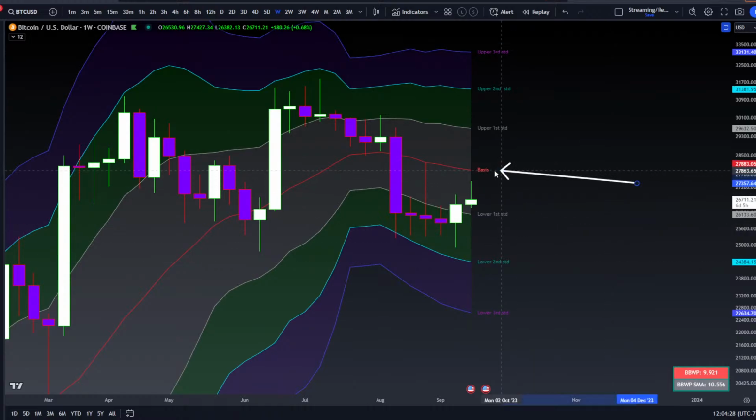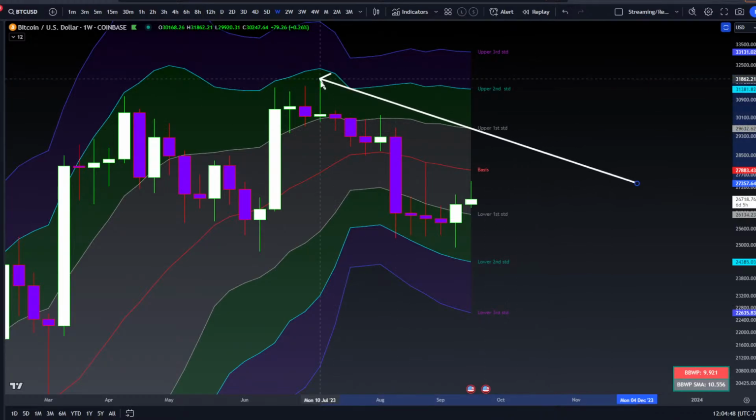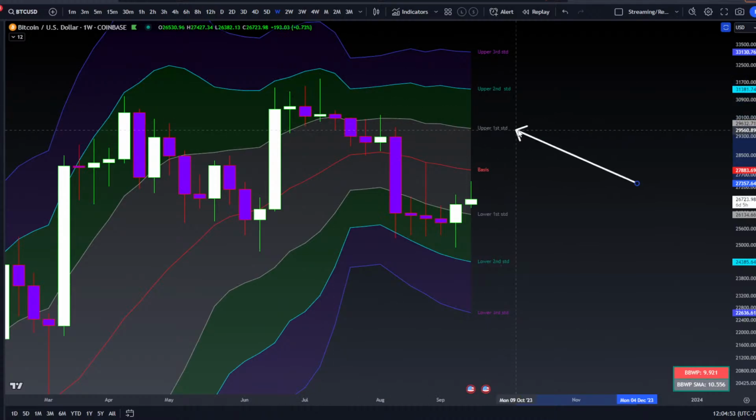And why is that? Above the basis, we can see the upper first is at 29.5, it's at 29.6 or so. Now above there, that's where we start looking to the highs again and possibly higher. In this case, the upper second standard deviation is at 31,381. So it is below the high at 31.8 there, but we would start to see slight expansion above the upper first standard deviation if we did see closures above there. And that would start to move that upper second standard deviation to the upside.